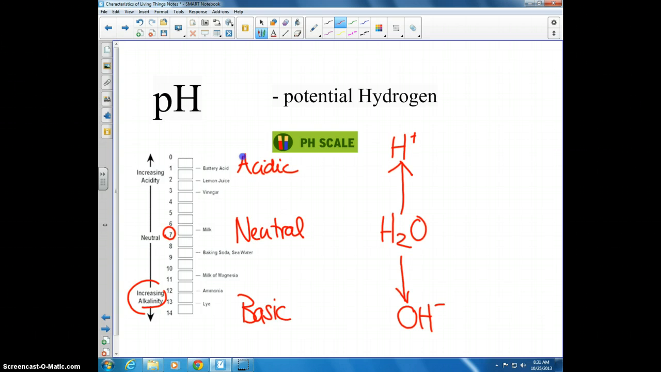Okay. And neutral is generally good. We generally like things to be neutral because the more acidic or the more basic something is, the more likely it is to have some type of an adverse effect on the living organism. So how many of you have heard about the acid rain that falls in the Adirondacks? So it's kind of a big deal, right?